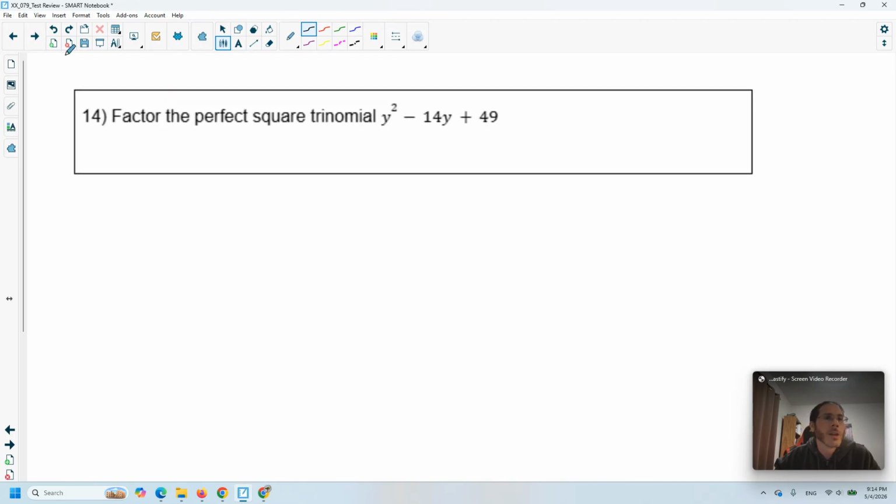All right, for 14, we have another perfect square trinomial. So again, since it's a perfect square trinomial, we know we're just going to get something squared. Square root of 49 is 7. 7 times 2 is 14, so I'm good.